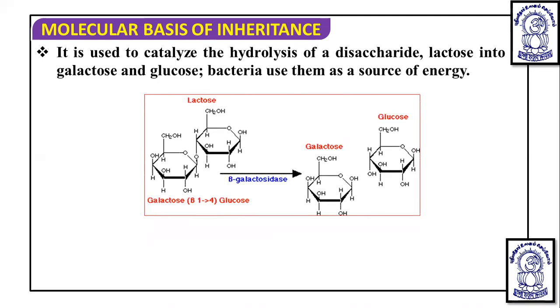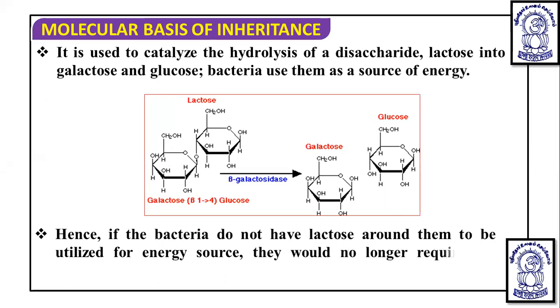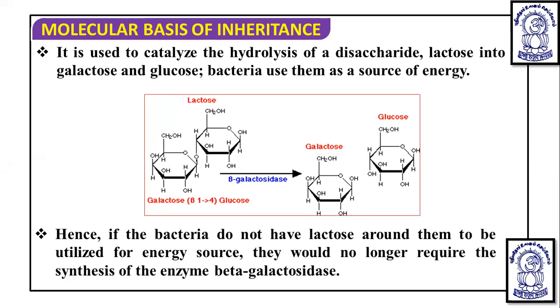Lactose is also known as galactose beta 1,4 glucose. By the beta 1,4 linkage they are joined, and they are broken by beta galactosidase into galactose and glucose. The structures are given here. Hence, if the bacteria do not have lactose around them to be utilized as an energy source, they no longer require the synthesis of the enzyme beta galactosidase, because this enzyme is required for the breakdown of lactose. If lactose is not there, the functionality of this enzyme is not required, so this enzyme is not going to be synthesized.